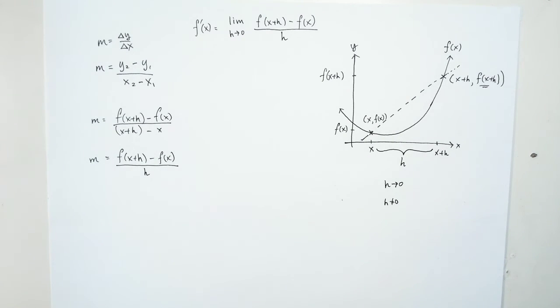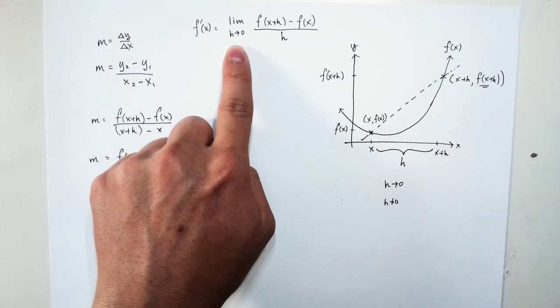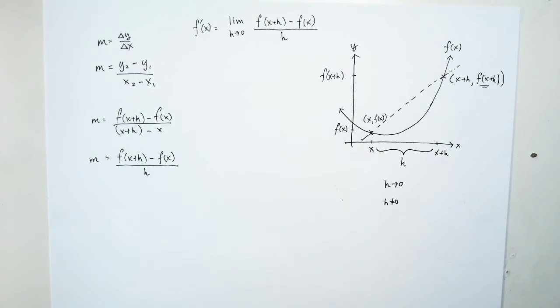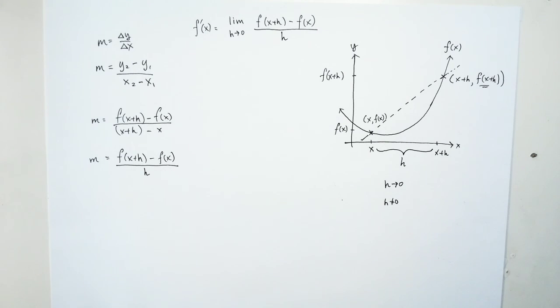Now, this is very important because this concept is exactly what the limit is. When we say limit of h approaching 0, we're just saying that this distance is going to get smaller and smaller, closer to 0, but it's never going to be 0. Now, how does this play out?